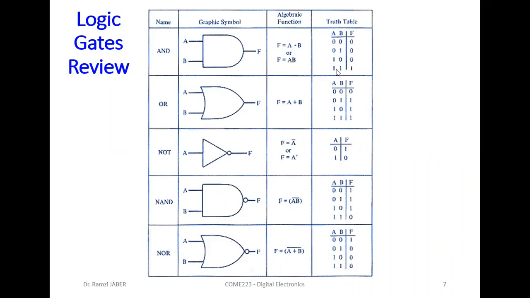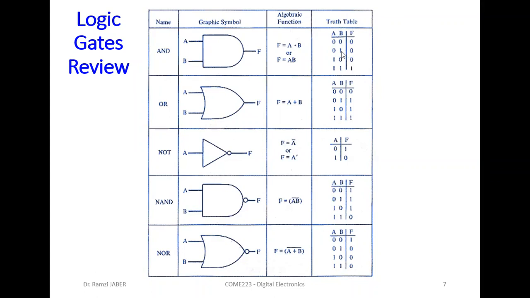This is the truth table. 0 means low voltage, 1 means high voltage. 0 means off, 1 means on. So we have the on and off of the inputs A and B. 0 0 means 0 volt, 0 volt. Low voltage, low voltage. Off, off. Okay, the output will be off or 0. 0 1 or 1 0.